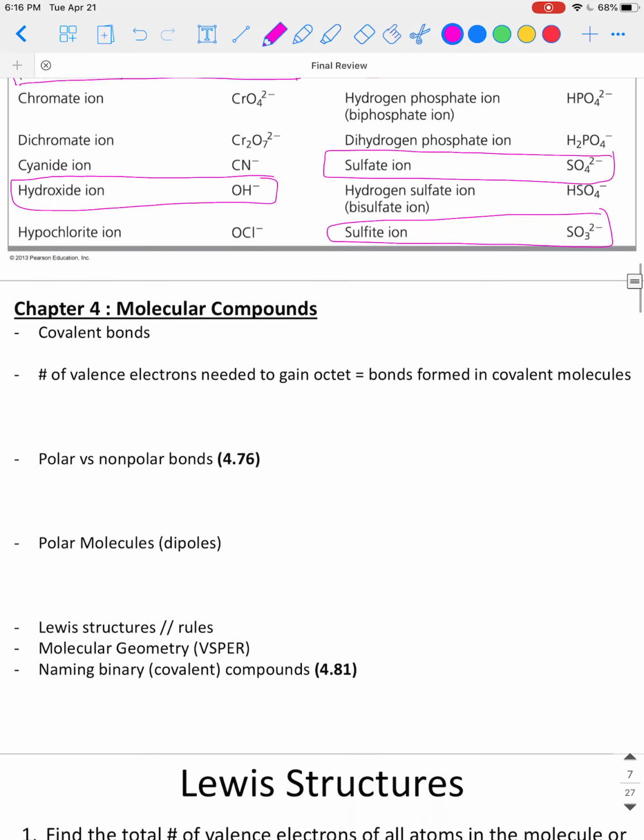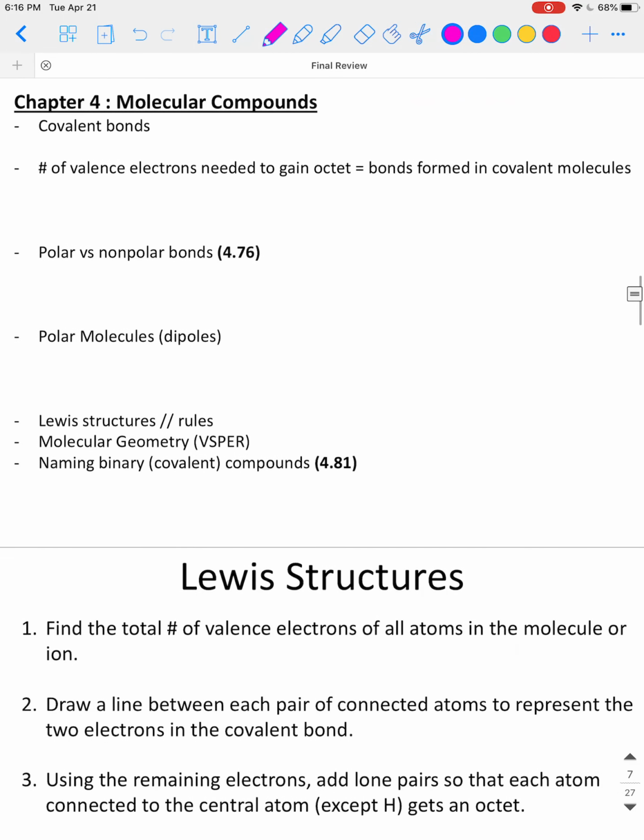and sulfide. Those were the 11 you had to memorize. Have them memorized for the final, or write them on your note card. Okay, chapter 4. Let's see.